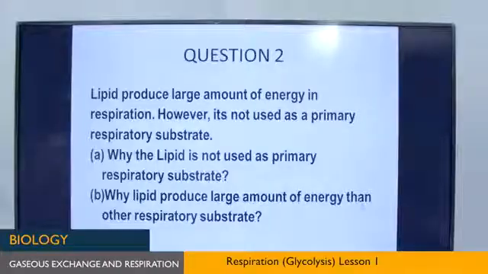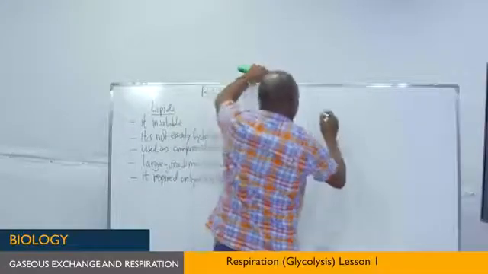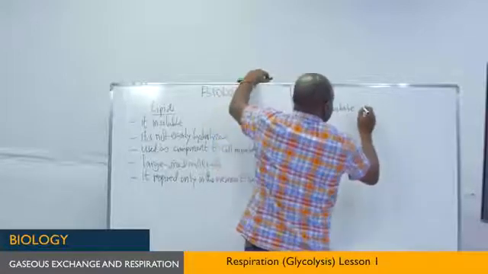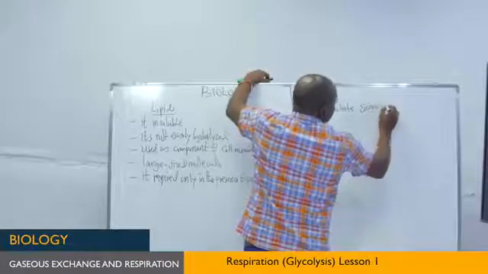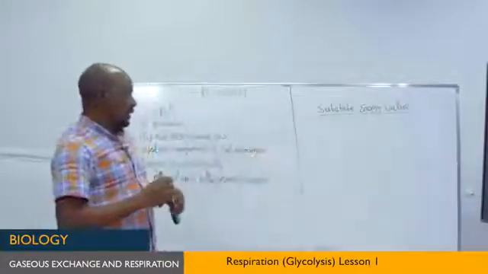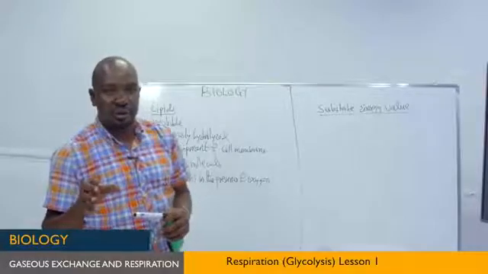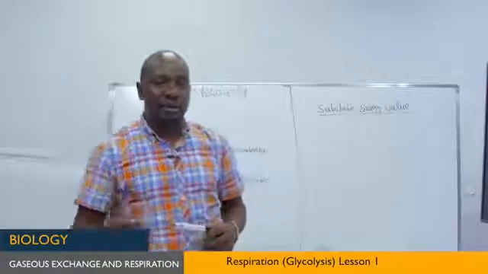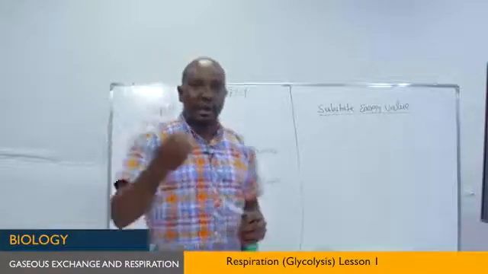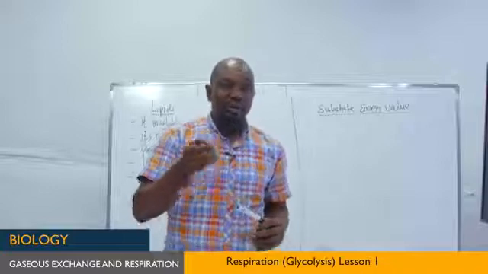Question number 2 demands us to explain why lipid produces a large amount of energy compared to others. To explain this concept, there is the so-called substrate energy value. The substrate energy value is the amount of energy released when a substrate is oxidized. The three substrates have different amounts of energy produced when they are respired.